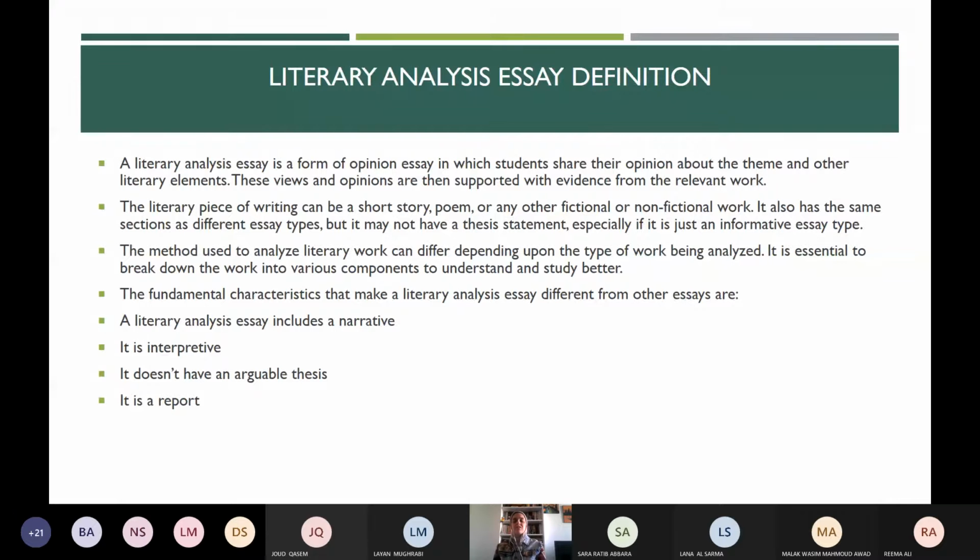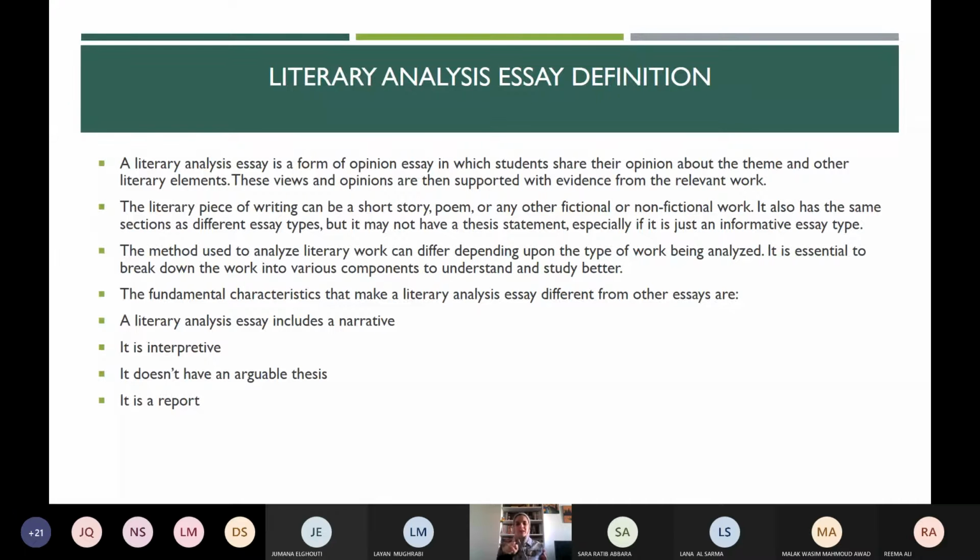Literary analysis, the definition. What is a literary analysis? Jumana, read from the PowerPoint. Literary analysis essay definition: a literary analysis essay is a form of opinion essay in which students share their opinion about the theme and other literary elements. These views and opinions are then supported with evidence from the relevant work.